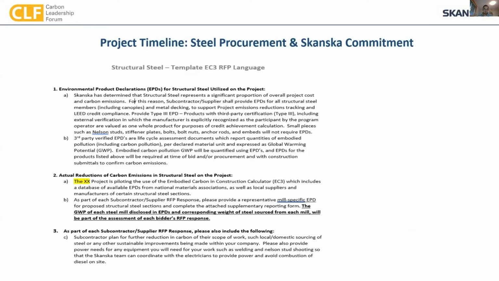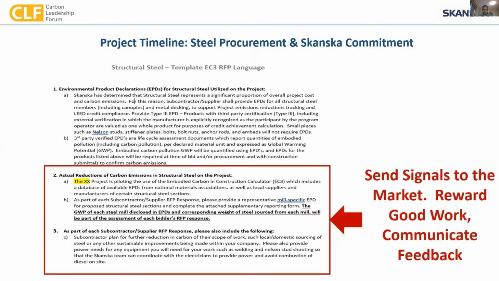During our steel procurement, when we bid out either rebar or structural steel bid packages, Skanska has made a commitment on all of our ground-up projects that we will evaluate our concrete, rebar, structural steel, and asphalt subcontractors and suppliers for embodied carbon during the bid award process. Again, that goes for all of our projects, and we have standard RFP language that we put into all of our bid packages for those scopes of work.